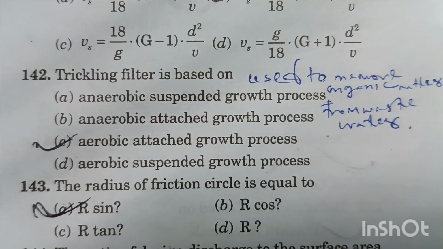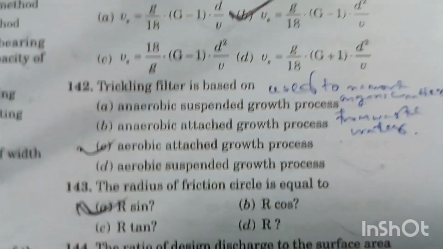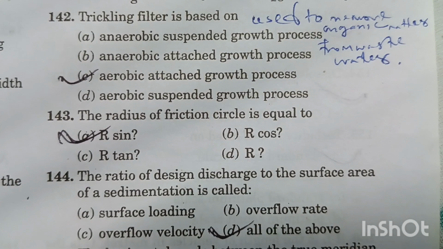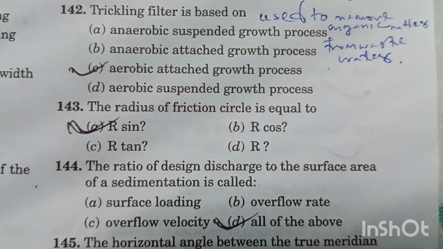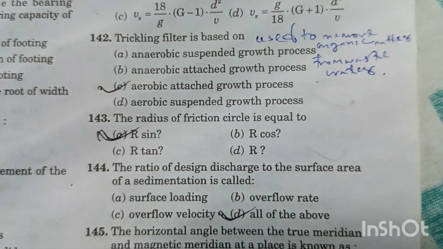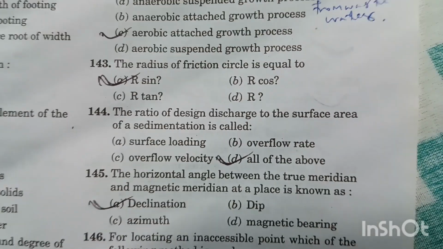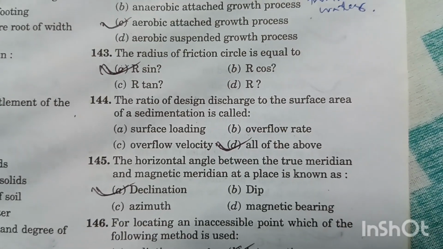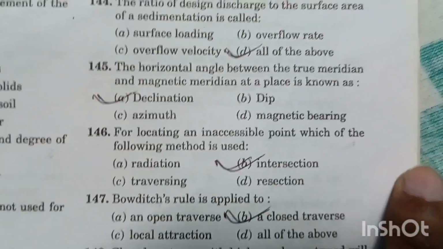Question number 142. Trickling filter is based on aerobic attached growth process. Option C is the right answer. Question number 143. The radius of friction circle is equal to r sin phi. Option A is the right answer. The stability of finite slope is determined by friction circle method. Question number 144. The ratio of design discharge to the surface area of a sedimentation tank is called surface loading, overflow rate, overflow velocity. Option D is the right answer, all of the above. Question number 145.